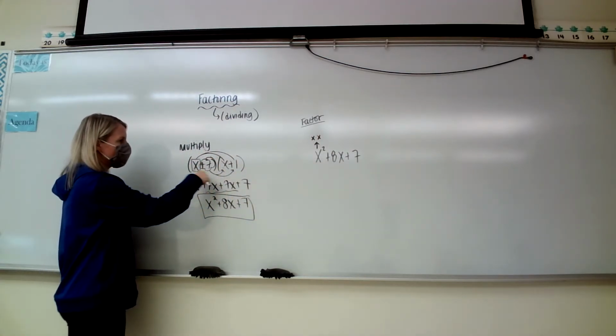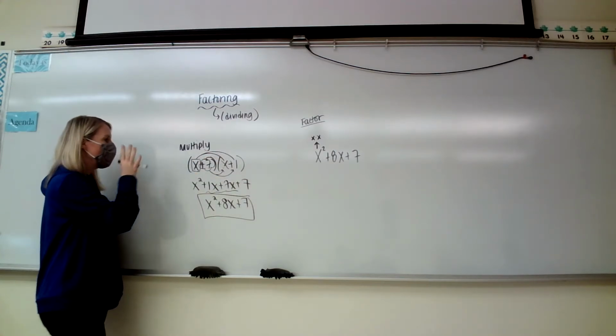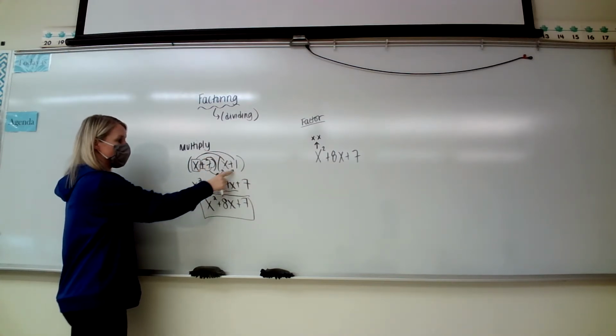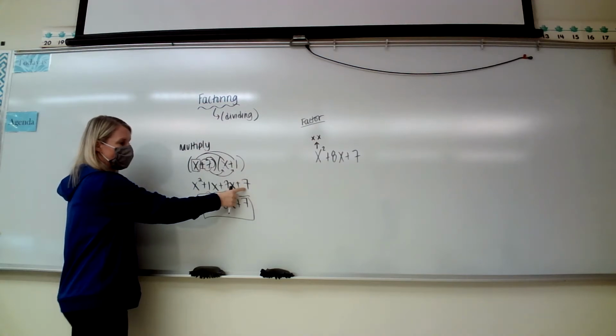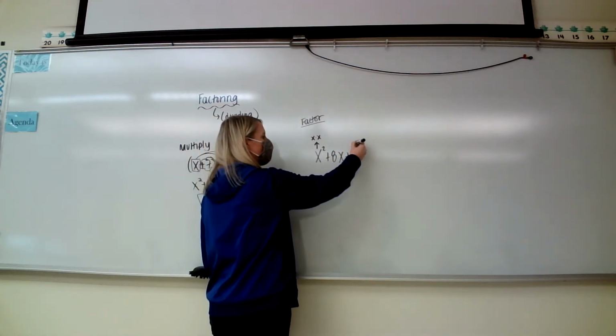And then you have some stuff going on in the middle, right? So when you're distributing, you got some stuff going on in there. But what I always know is that this term times this term will give me that last term, we call it the constant. So the constant here times the constant here will give this here. So we focus on that as well, and we say, well, what are the factors of that? 7 times 1.